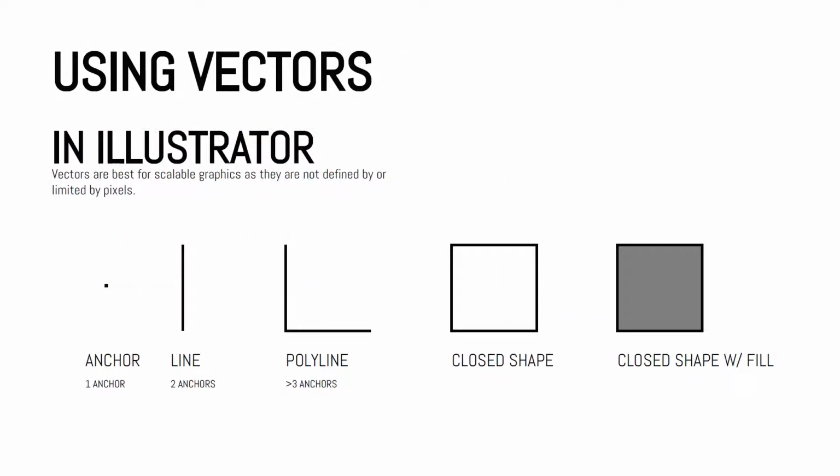So in Illustrator, vectors are defined by an anchor, which is a point, a line, which is a connection between at least 2 points, a polyline, which is 3 or more, a closed shape, which defines a closed boundary that could be any shape, triangles, squares, rectangles, circles, etc. And that shape can be filled in.